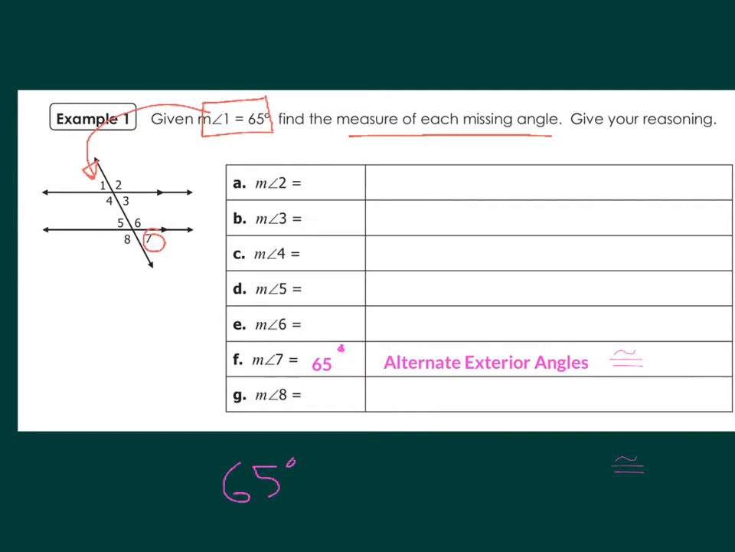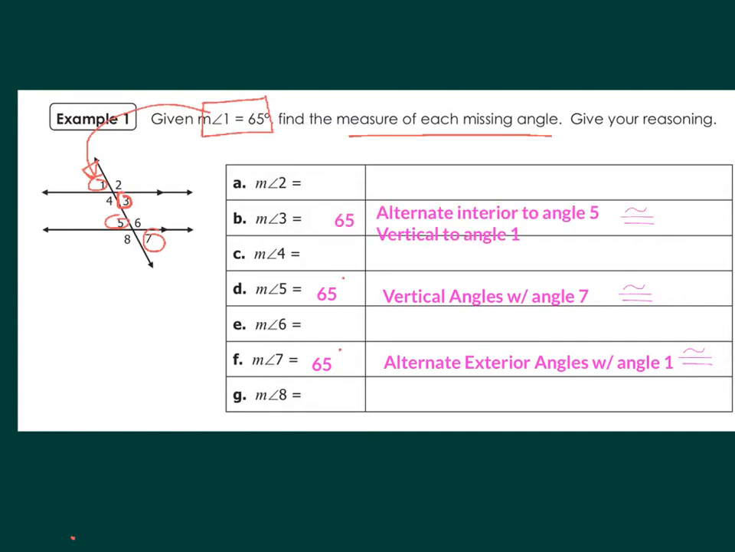Okay, now, I have angle 5 is vertical to angle 7, so 5 must also be 65 degrees. Now, angle 3 is alternate interior to angle 5, and angle 3 is also vertical to number 1. So, angle 3 is our last 65 degree angle.